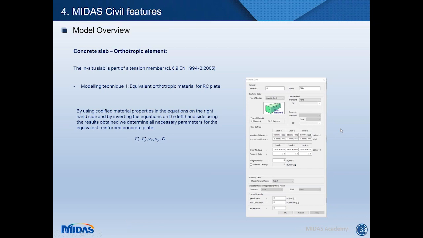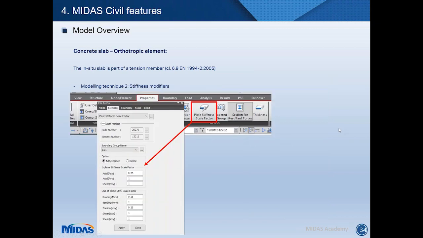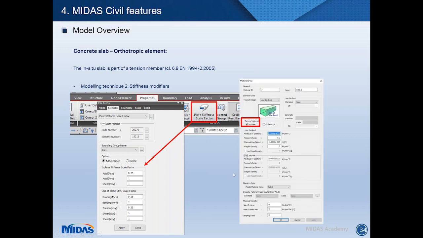This is one way of modeling the slab. The other way can be through using stiffness modifiers. What you do in this case is calculate your stiffness in the two different directions for the actual slab, so in-plane and out-of-plane responses, and you apply this to an isotropic plate. So you need to specify the material as isotropic.